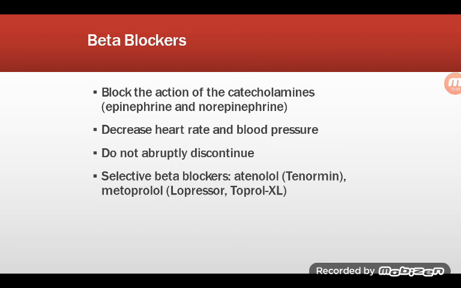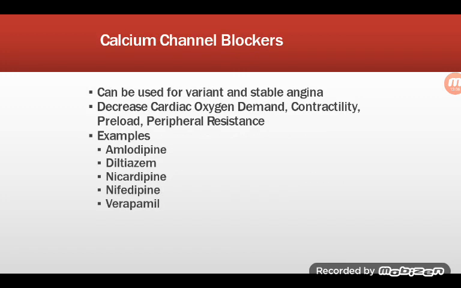Then, last but not least, are the calcium channel blockers. So these can be used for variant and stable angina. These are often given, they're much better prophylactic. They're not like nitro, which is given in the heat of the storm of the angina. So they decrease cardiac oxygen demand and contractility. They decrease preload and peripheral resistance. Examples include amlodipine, diltiazem, nicardipine, nifedipine, and verapamil. Again, they also decrease heart rate and blood pressure.